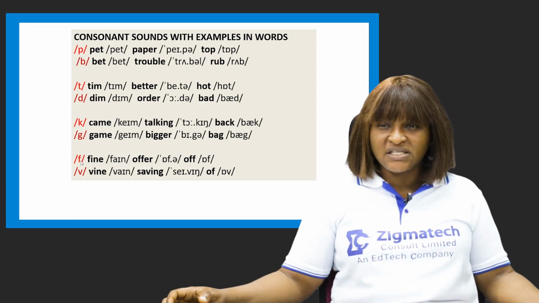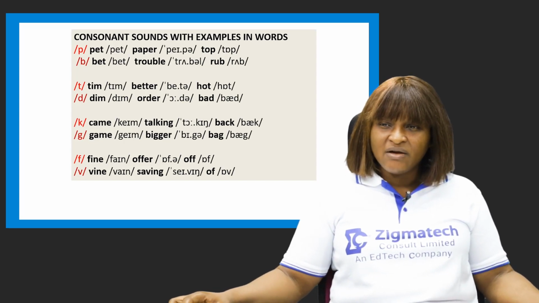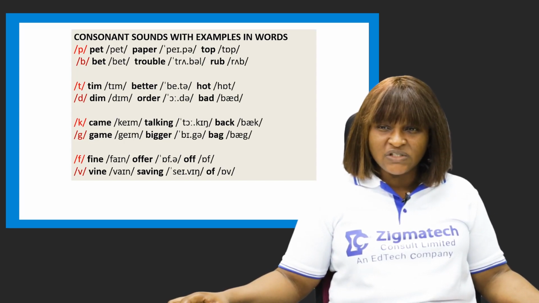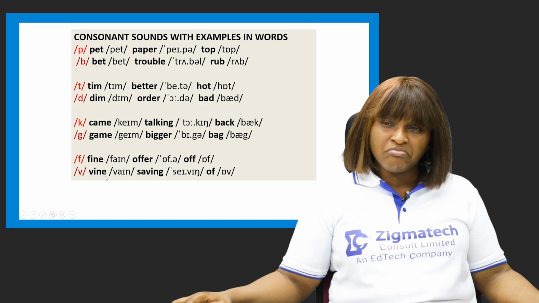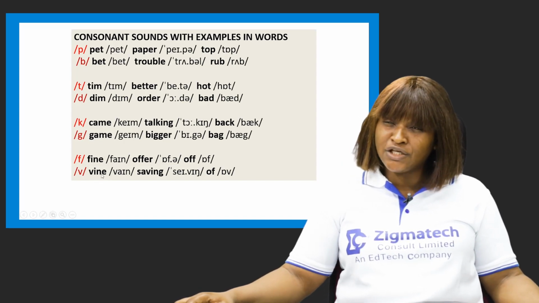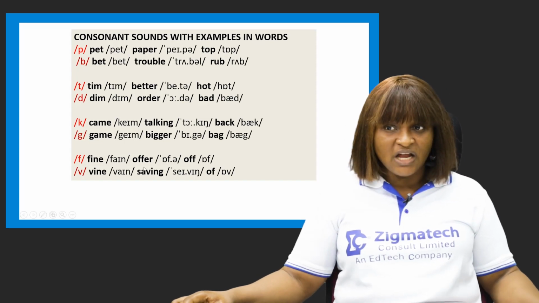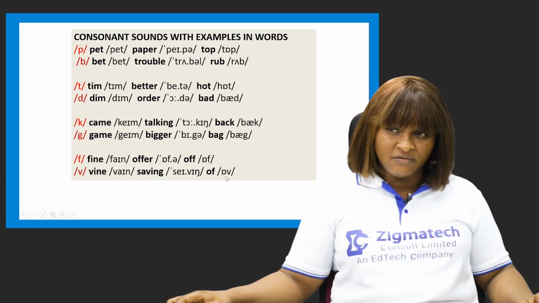Then we have the f sound. The f sound has an initial stage, middle stage, and final stage. We have fine, offer, and off. Now we have the v sound. We have it at the initial stage, middle stage, and the final stage. We have vine, saving, and of.